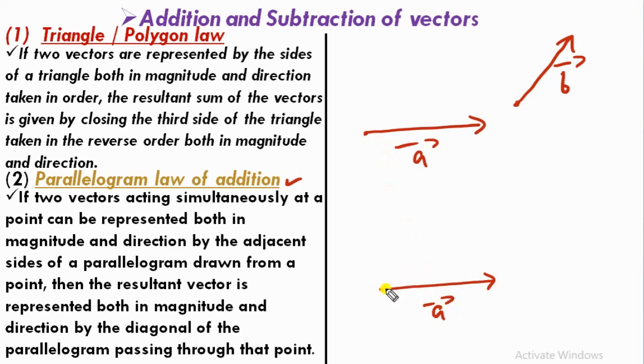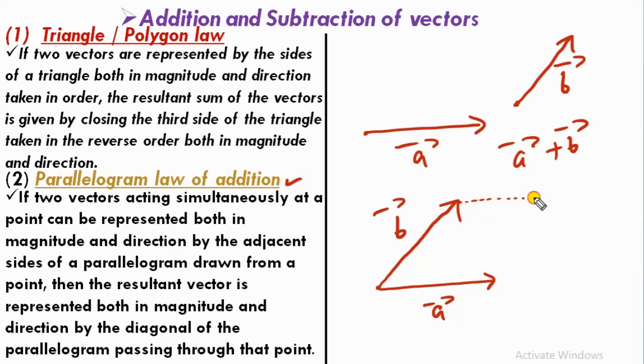Vector A and vector B. Once we have made their tails coincident, we can apply the parallelogram law. To find vector A plus vector B, we would simply complete this parallelogram by drawing parallel sides. Once we complete the parallelogram, the resultant of vector A and vector B, that is vector A plus vector B, would be represented by the diagonal of this parallelogram passing through the common tail of both the vectors. So this would be the direction and magnitude of the resultant vector of vector A and vector B.